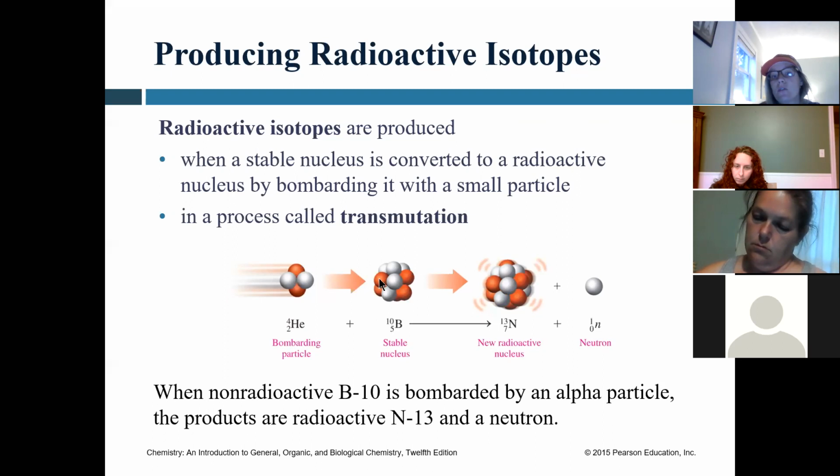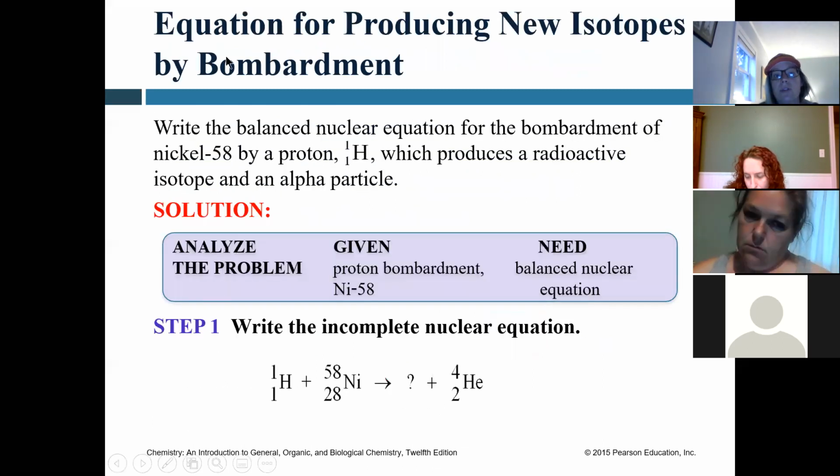In this case, these two things hit each other, we produce a radioactive nucleus, and it also emits a neutron. So this process can be considered transmutation, or sometimes you'll hear it called bombarding. So when writing an equation for a bombardment, let's look at this one. It says, write the balanced nuclear equation for the bombardment of nickel 58 by a proton, which produces a radioactive isotope and an alpha particle.